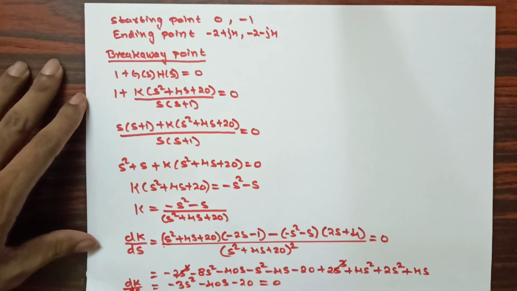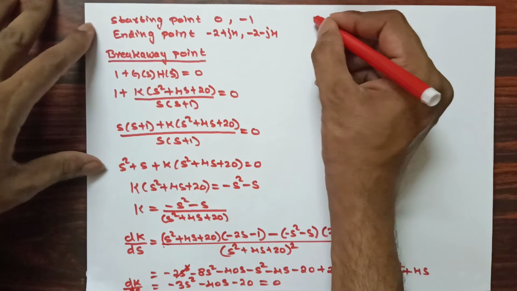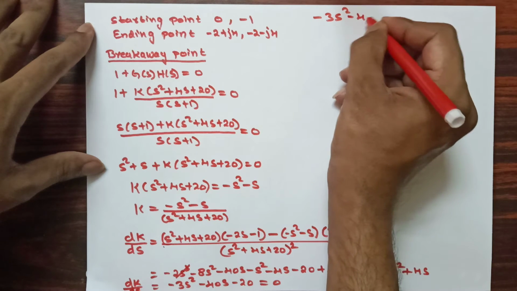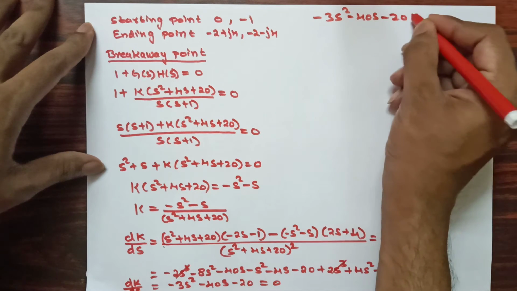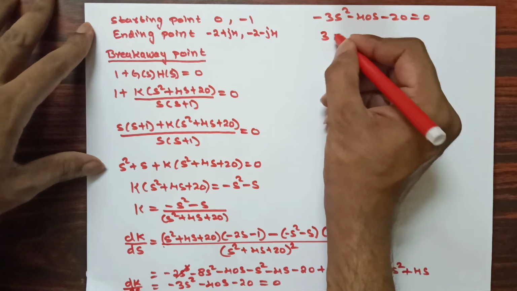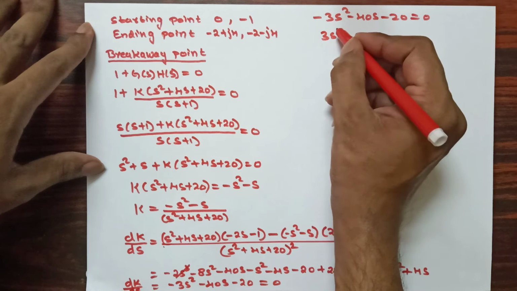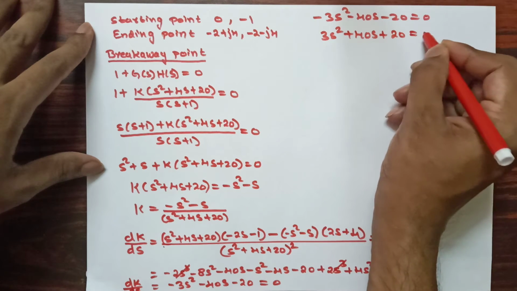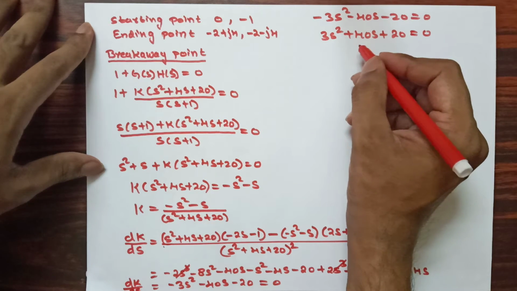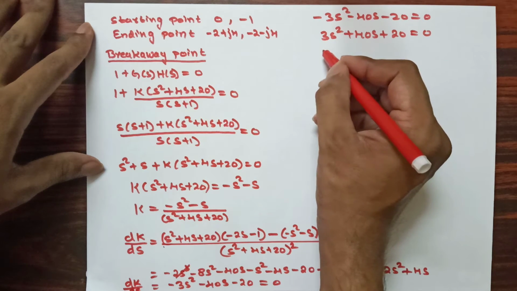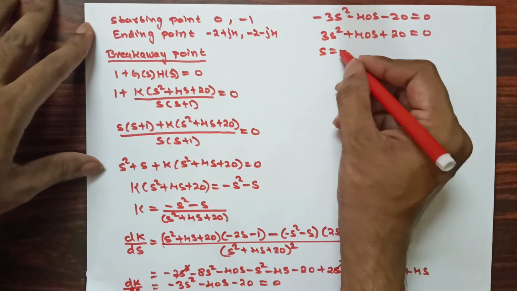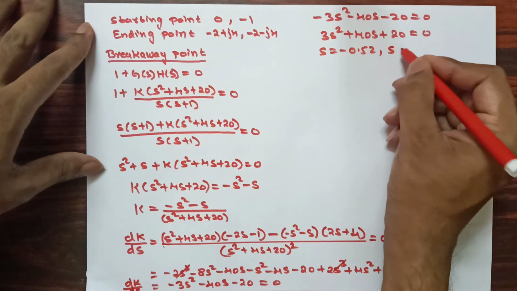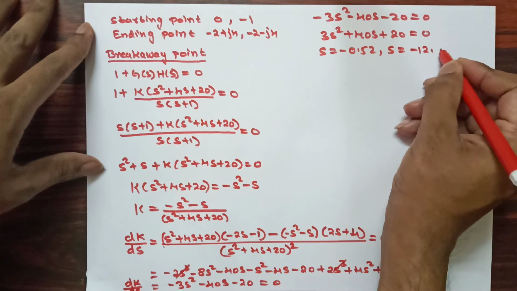Now for this I am going to find the root values. Here I got the differentiated value: minus 3s squared minus 40s minus 20 is equal to 0. By taking minus common, 3s squared plus 40s plus 20 is equal to 0. For this I get two root values: s is equal to minus 0.52 and the second root value s is equal to minus 12.81.